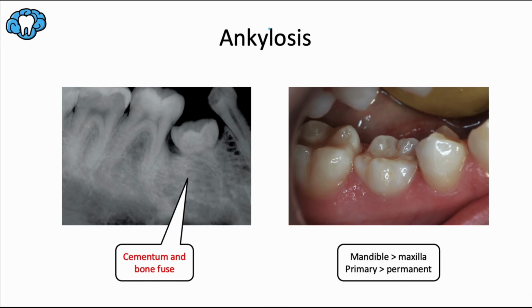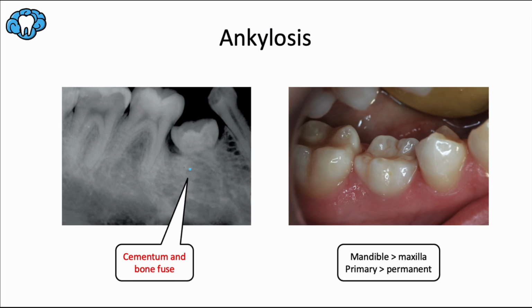Ankylosis is when two mineralized surfaces fuse together. For tooth ankylosis, that would be cementum and alveolar bone fusing together following either damage or degradation of the periodontal ligament. It could be secondary to trauma, inflammation, infection, or just a genetic predisposition.